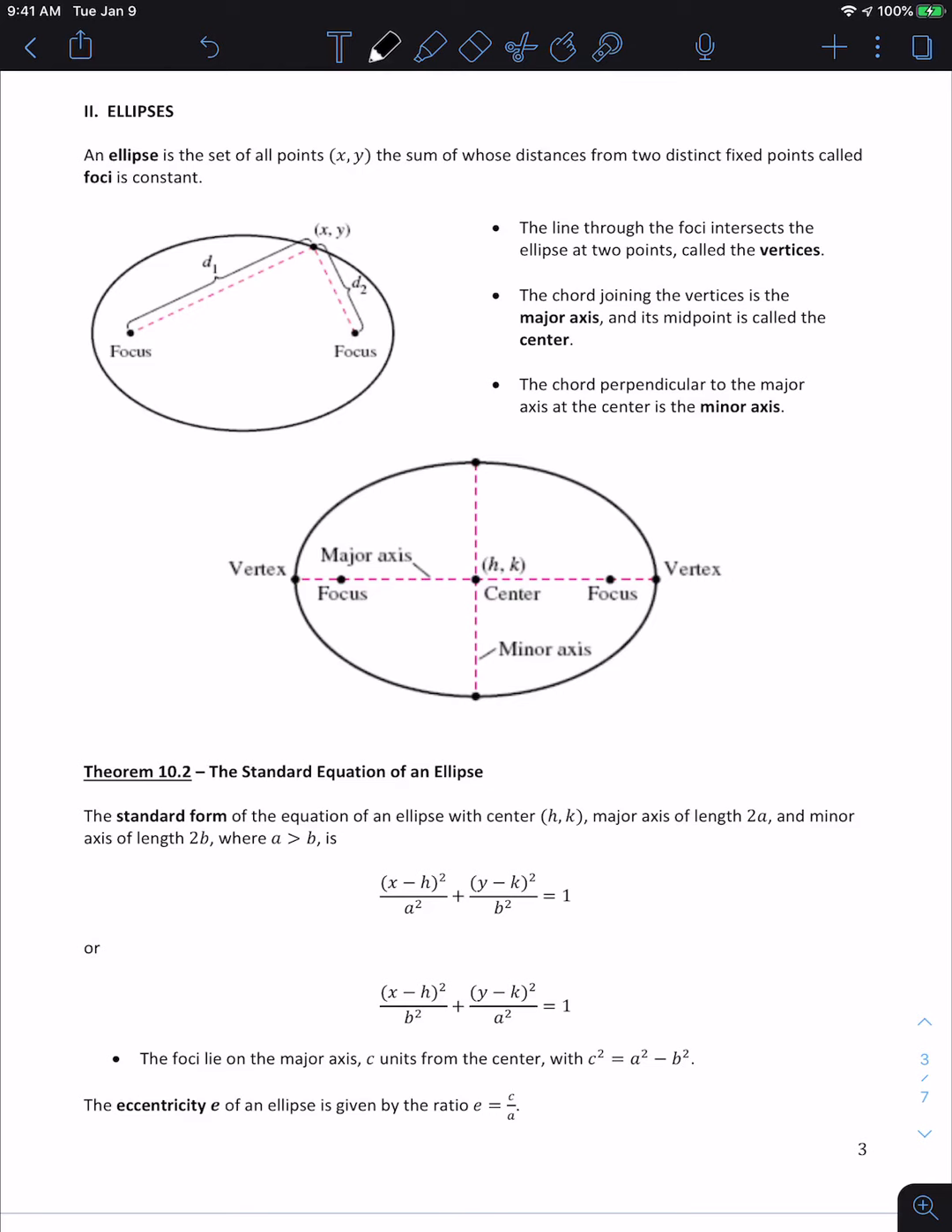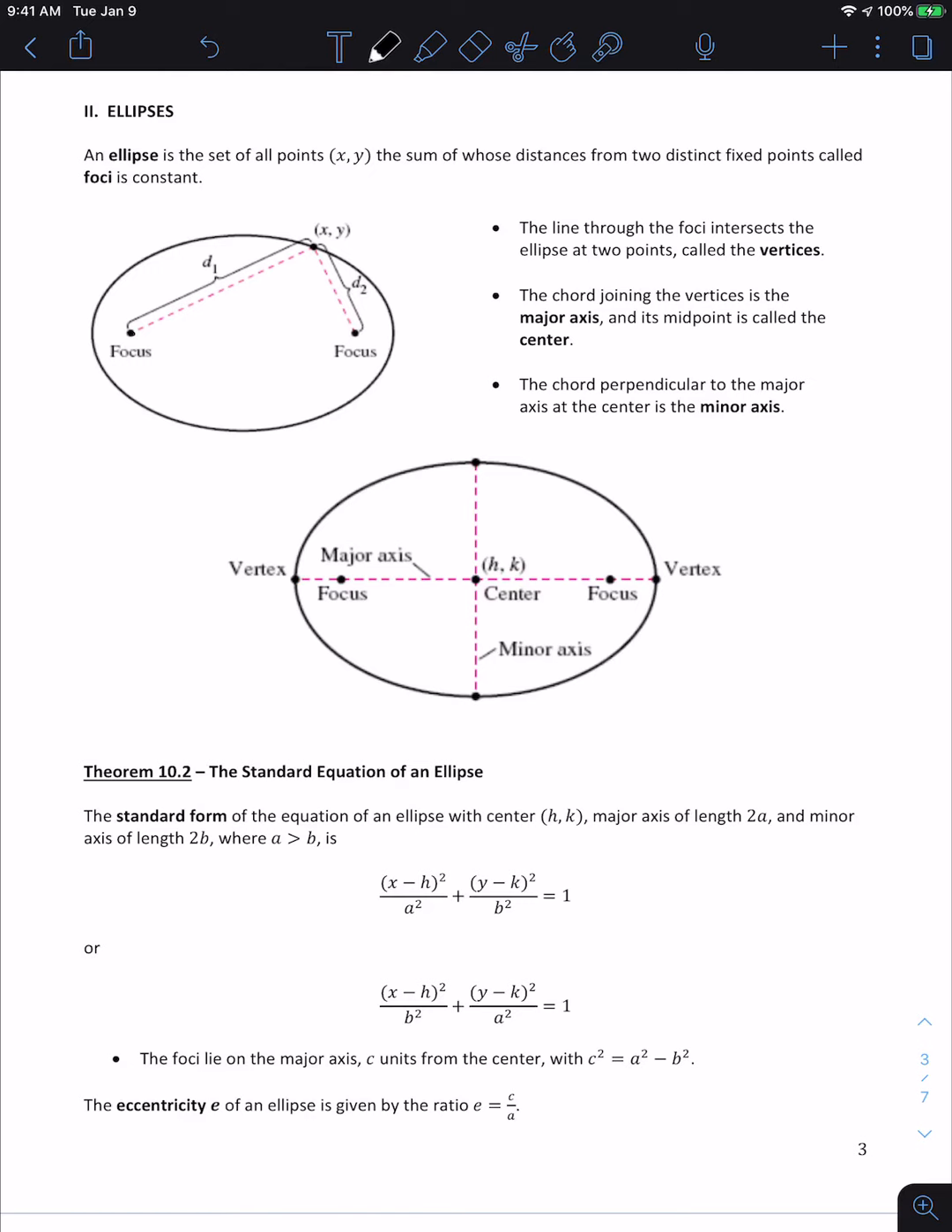Hello everyone, in this video we're going to be looking at section 10.1, starting with subsection 2, which is ellipses. Maybe we're familiar with ellipses, maybe we're not, but we have an interesting definition here. An ellipse is the set of all points (x, y), the sum of whose distances from two distinct fixed points, called foci, is a constant.